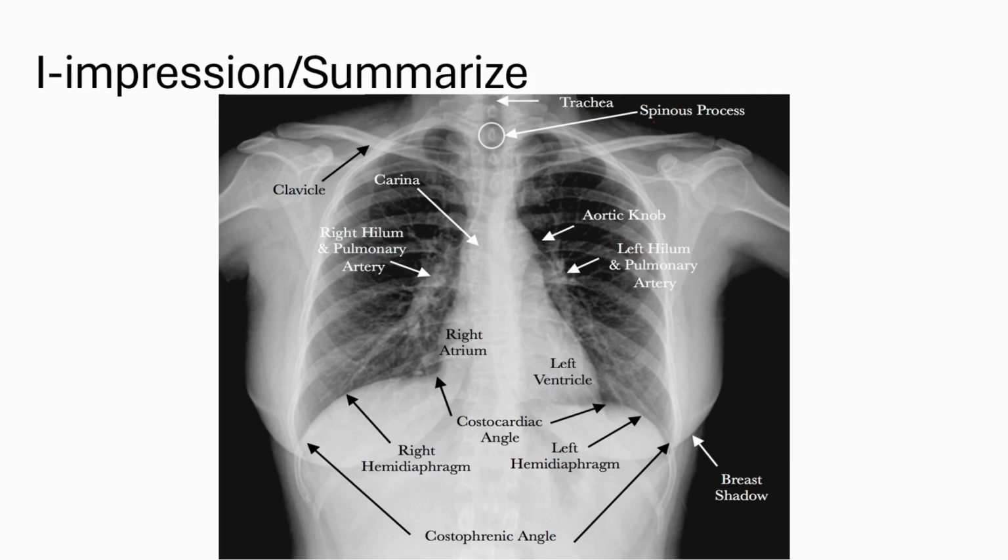Now, impression or summarization of this finding. What we see for the symmetry, that is the spinous process should be equidistant from both medial ends of clavicle, lucency of trachea, that is the air within the trachea, carina, that is the bifurcation of trachea at T5 level, clavicle or bones, and hilum and pulmonary artery on both sides, aortic knob, that is the great vessels in the mediastinum, right atrium, left ventricle forming the right and left heart border, right and left hemidiaphragm, costophrenic angle for effusion, cardiophrenic angle or costocardiac angle, and soft tissue and breast shadow in females.